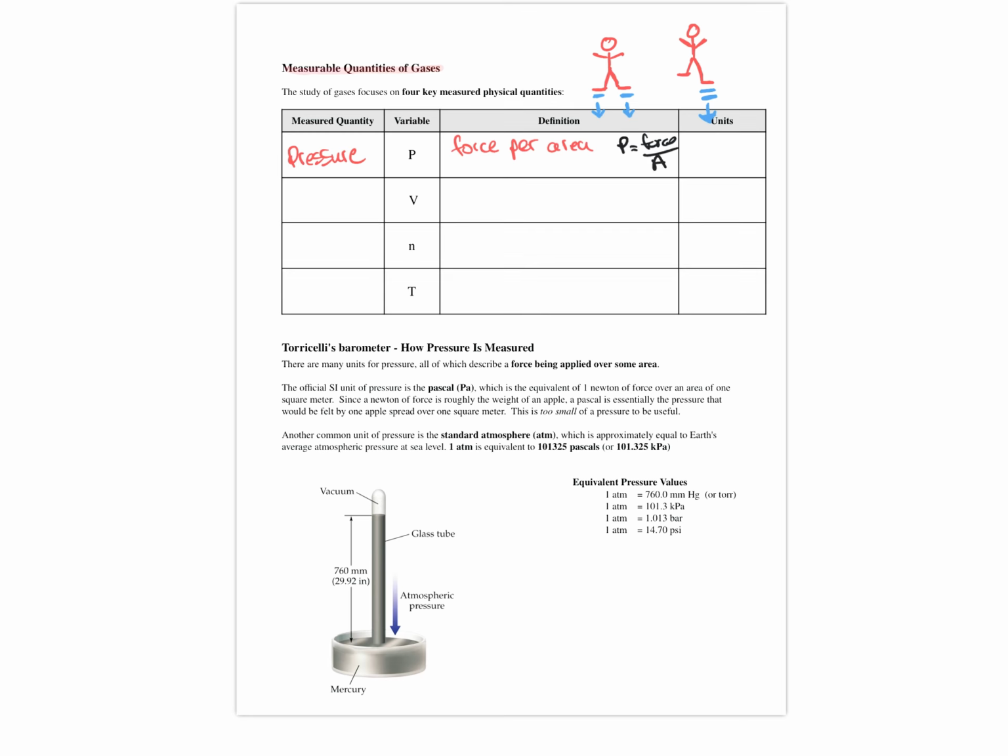When we talk about the force exerted by gas particles, we're talking about the collision of those particles with the container. That force of those particles colliding with the container will exert pressure over the area of the surface of the container. There are many units of pressure, and we're actually going to dive into them in a second. But the most common units that we're going to use for pressure are atmospheres, millimeters of mercury, and kilopascals.